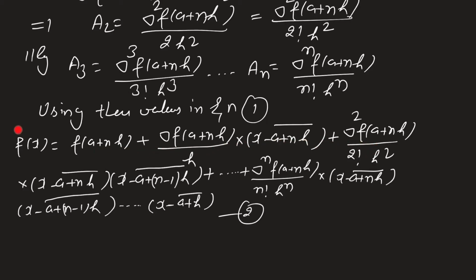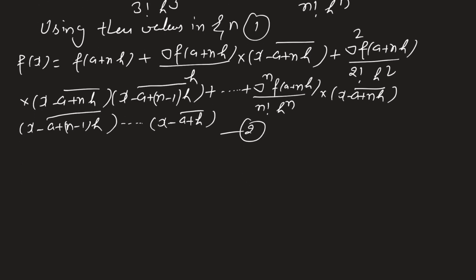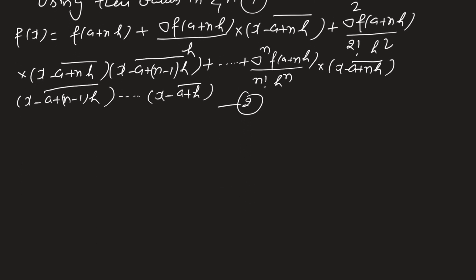This formula could also be written in terms of u, like the Newton backward interpolation formula. So we will try to put it in terms of u. For that we know u is equal to x minus the initial value, which for the backward is a plus nh, divided by the step h.